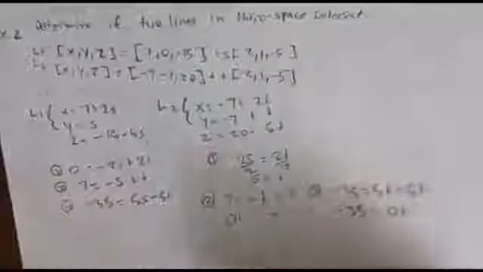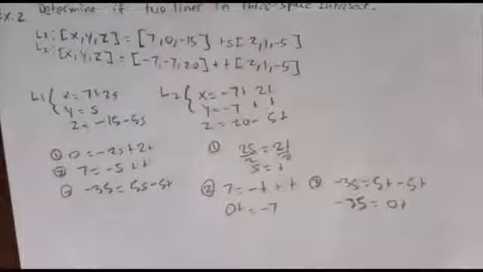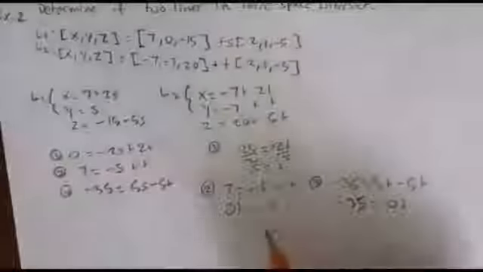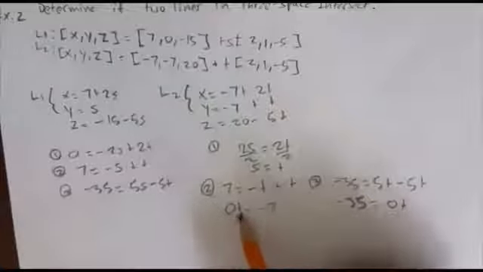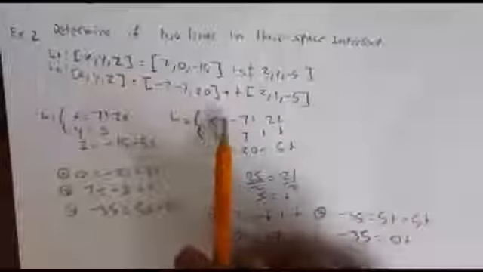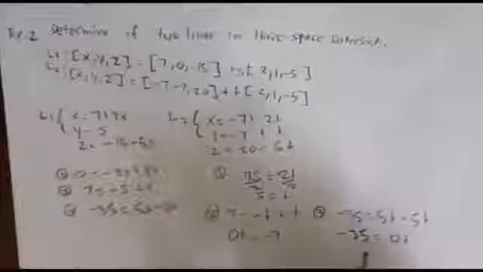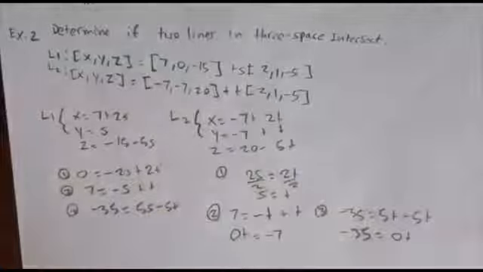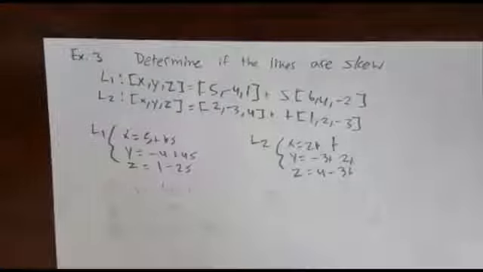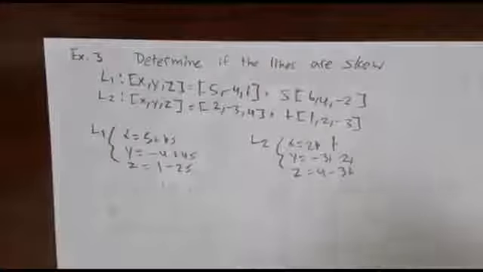So just by looking at both of our t values here, we can already tell that there's going to be no solutions, as for any value of t, it is impossible to get negative 7 and negative 35. So therefore, these two lines right here, these do not intersect, and it means that they're parallel and they're both distinct lines. Now for example 3, we're going to determine if the lines are skew.